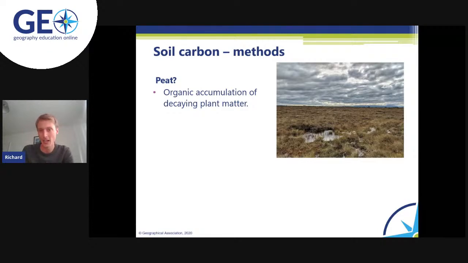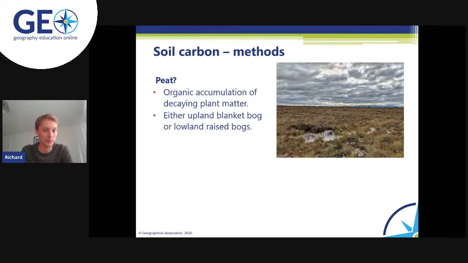And that means all of the carbon that any plant has captured from the atmosphere is then locked away within that accumulation. And peat bogs grow: as plants die, new plants will grow on top, and they'll grow up and up and up, storing more and more carbon as they get older and older.